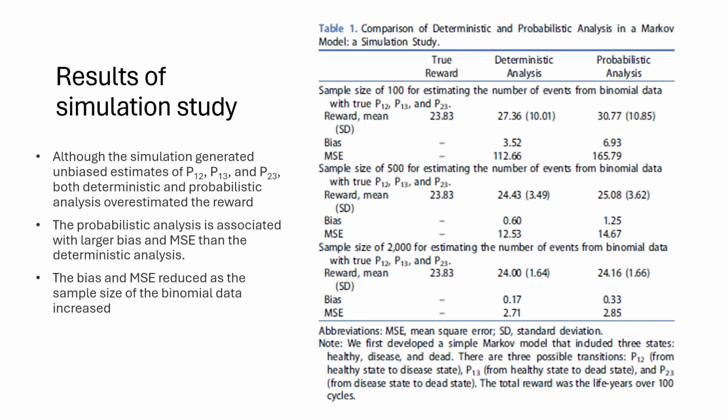When the hypothetical cohort size was large, 2000, in the case of strong clinical evidence, the bias in both analyses was small. However, when the sample size of the hypothetical cohort was 100, in the case of relatively weak evidence, the bias in both analyses was large. In particular, the bias in the probabilistic analysis was even larger.